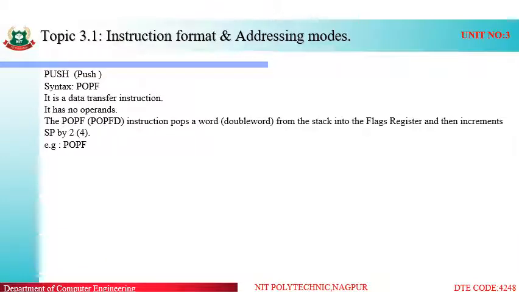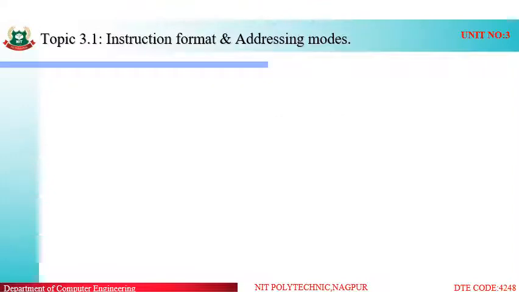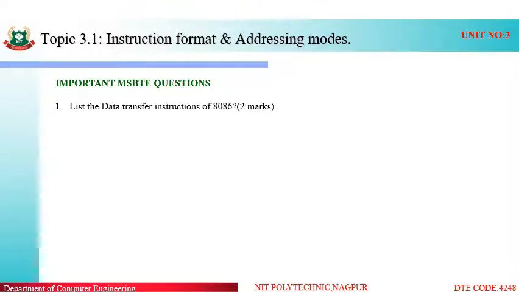Next is PUSH. This will push the contents of the register into the stack memory. So important MSBTE questions are: list the addressing modes, or list the different data transfer instructions and explain the operation of any four data transfer instructions.